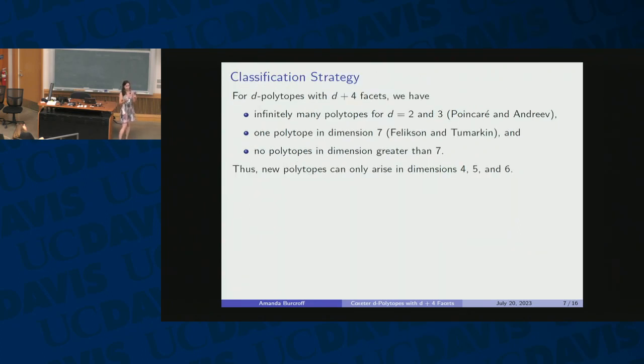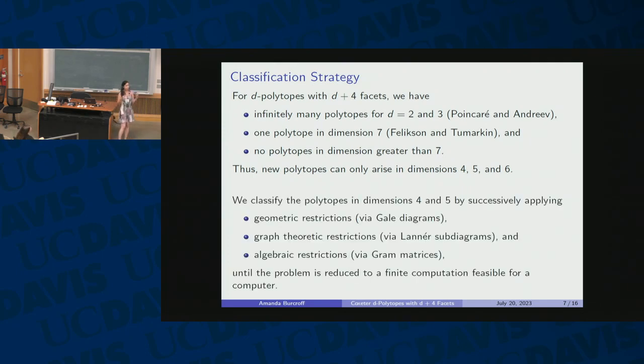All right, so as I mentioned, we're going to be focusing in on this classification when the number of facets is the dimension plus 4. And so far what was known is that there were infinitely many polytopes in dimensions 2 and 3. Those were already classified. And then we have the unique polytope in dimension 7 and none in dimension 8 and higher, which means that we can only get new polytopes in dimensions 4, 5, and 6.